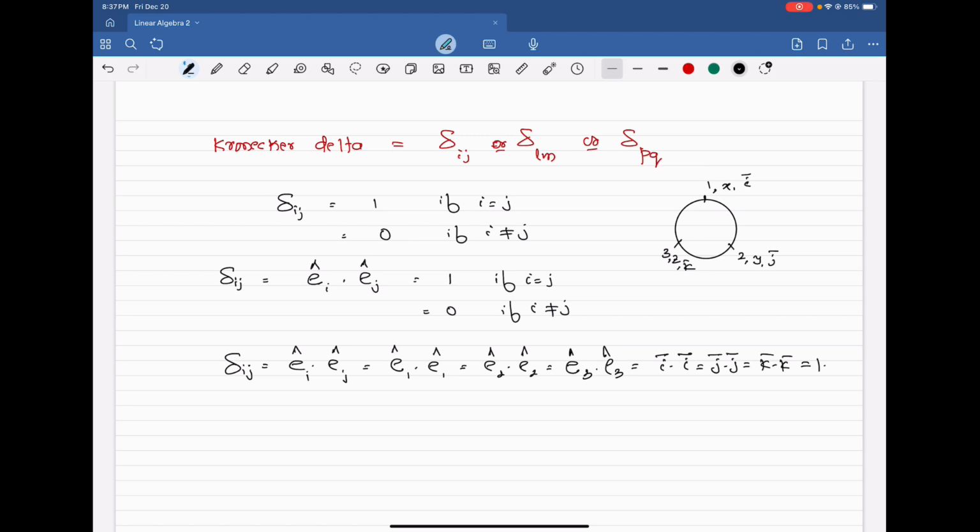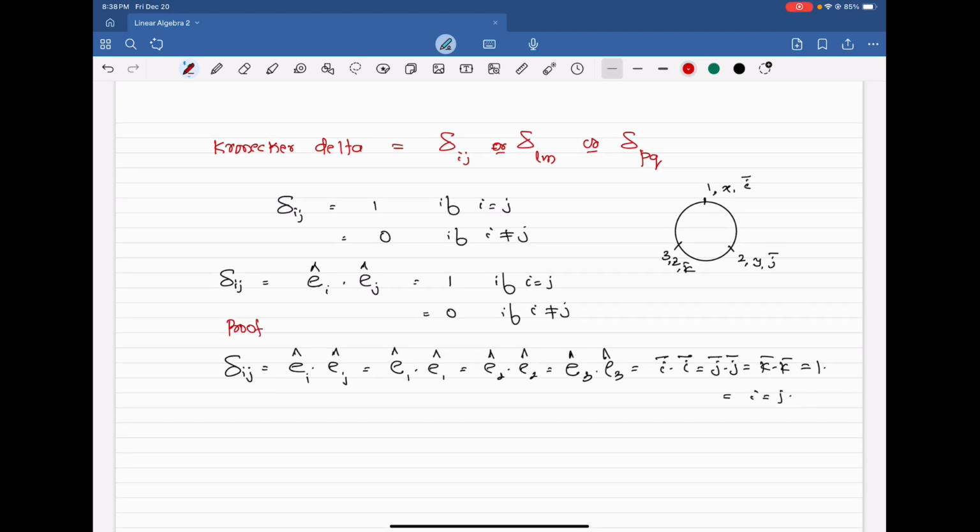Kronecker delta, delta ij, is equal to 1 because it is the dot product of two vectors. They are orthonormal vectors at 90 degrees angle between them, i, j and k. i dot i is equal to 1, j dot j is equal to 1, k dot k is equal to 1. If delta ij is equal to 1, here i is equal to j. It is a proof I am giving you, proof of the Kronecker delta.